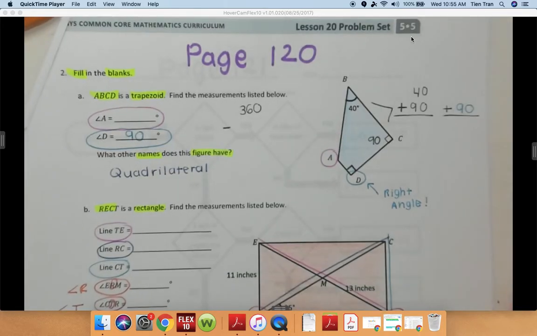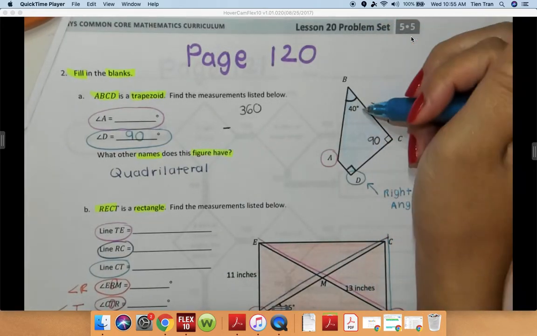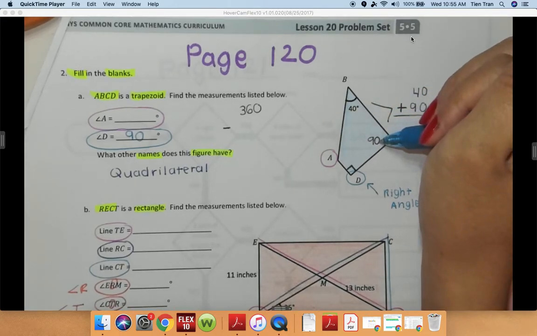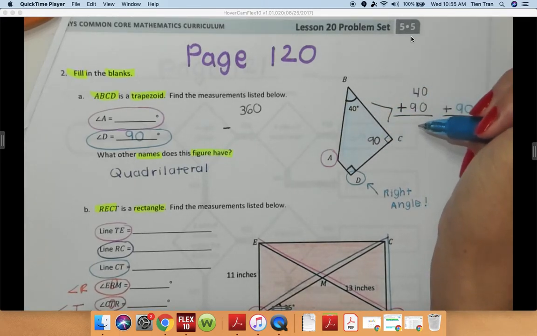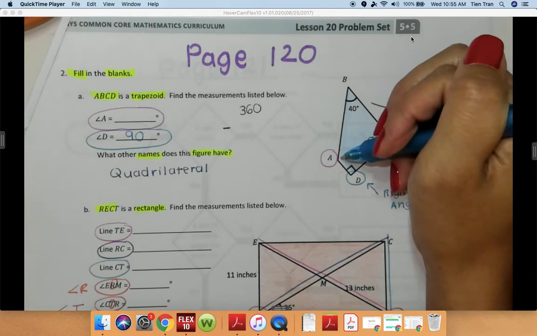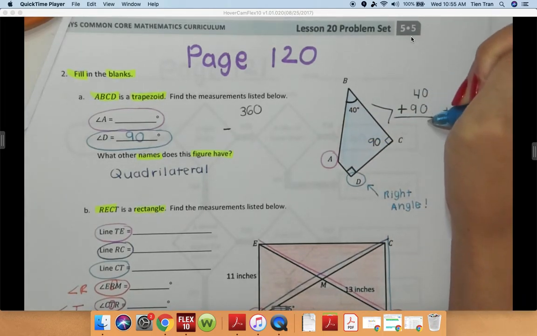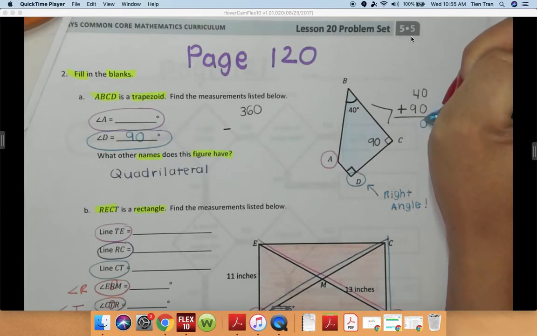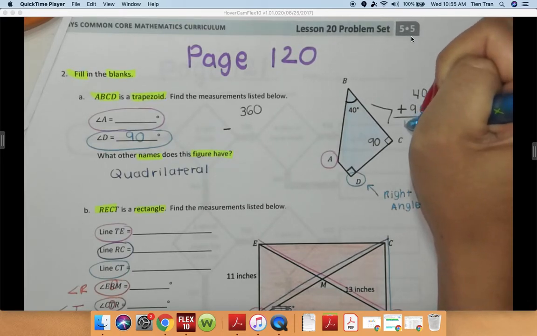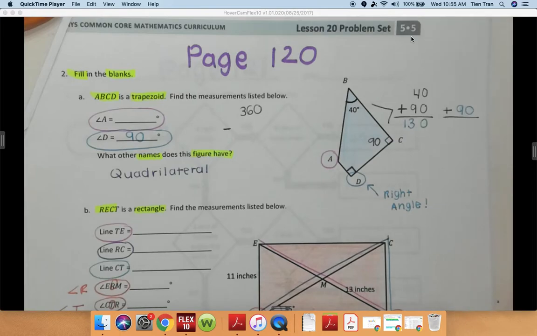Now, it asks me, I'm going to add 40 degrees plus 90 degrees together so that I can find out what could possibly be angle A. So I'm adding 0 plus 0, which is equal to 0. 4 plus 9, which is equal to 13. I get 130.